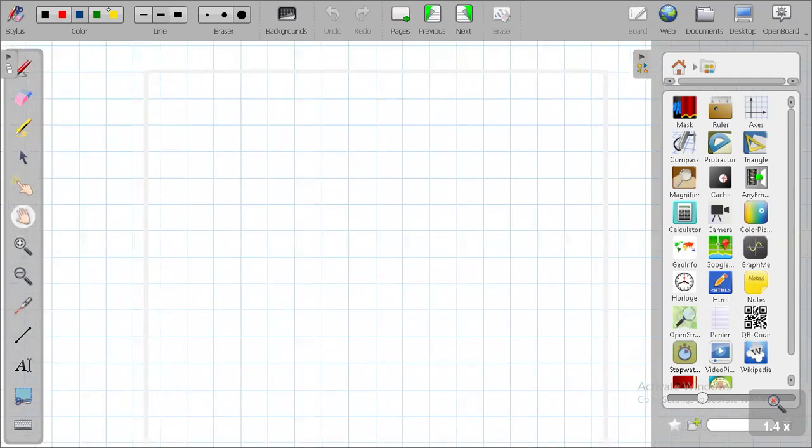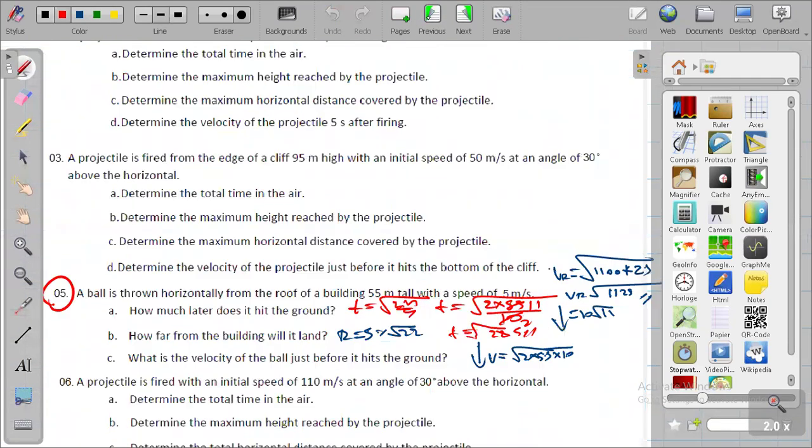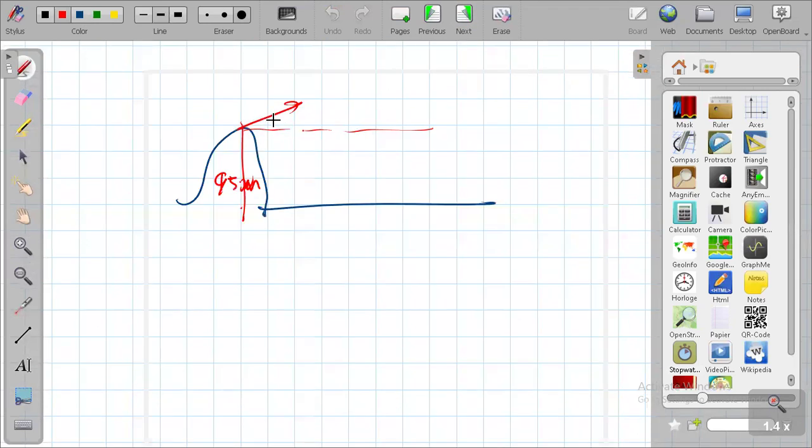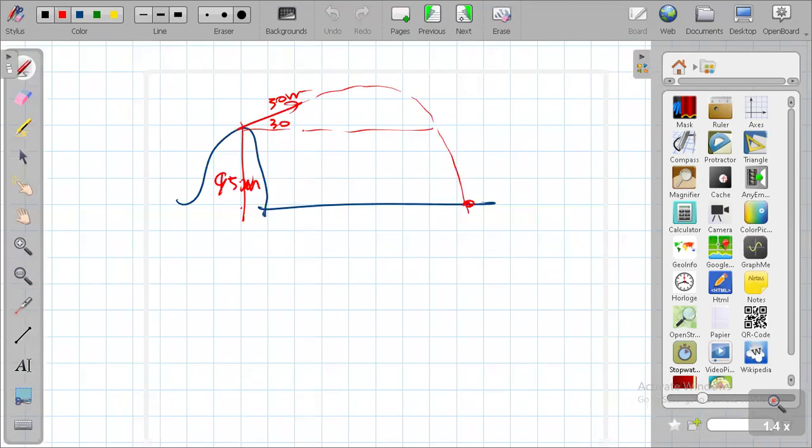It says it is not on the ground. Not happening on the ground. The thing is 95 meters above the ground. This height. So you fire it with the velocity of 50 at an angle of 30 degrees. It will travel like this, land in the bottom. So it asks like that, determine the total time.